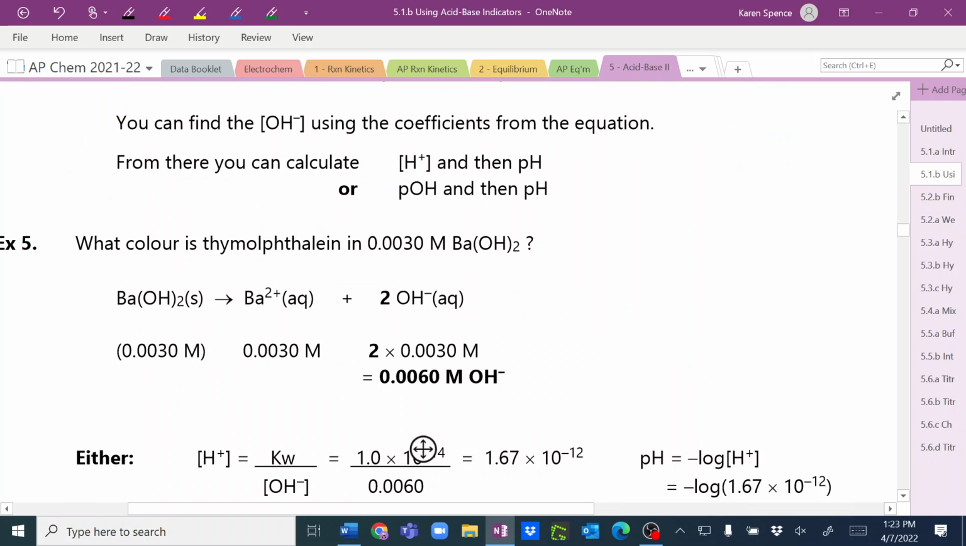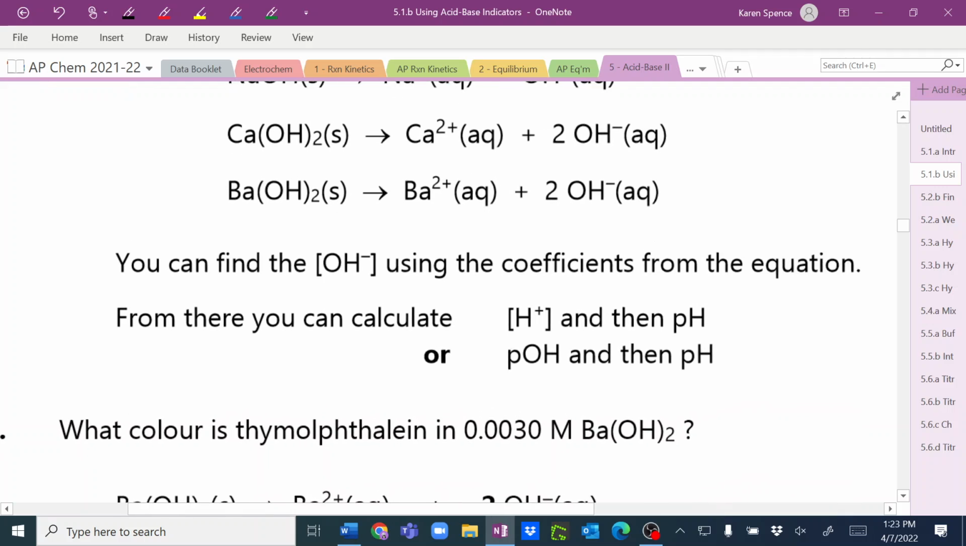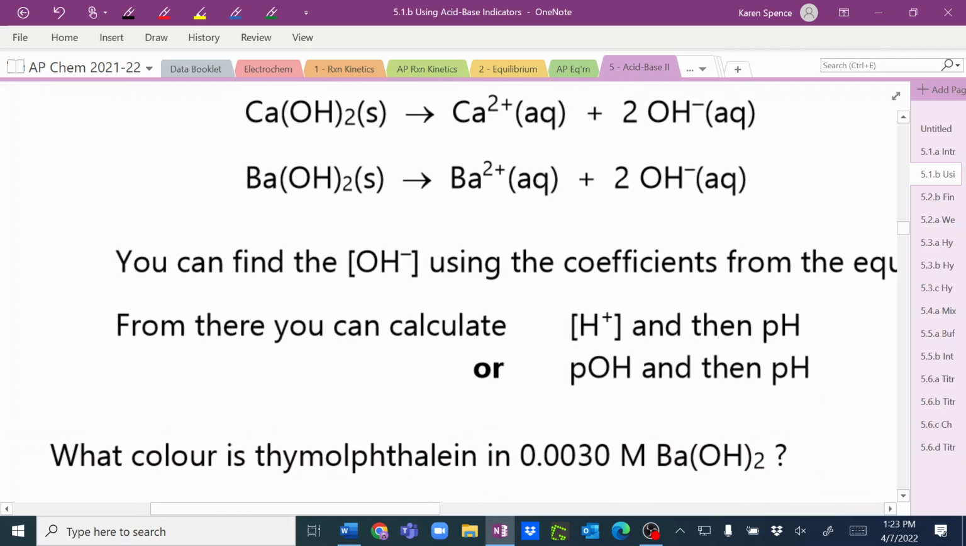So, is this one worked here? You know what, cover that up and calculate for me, please. So take a piece of paper, or you can just look up here and close your book for a minute. What color is thymol phthalate in 0.0030 molar barium hydroxide? Try it without looking at the answer.